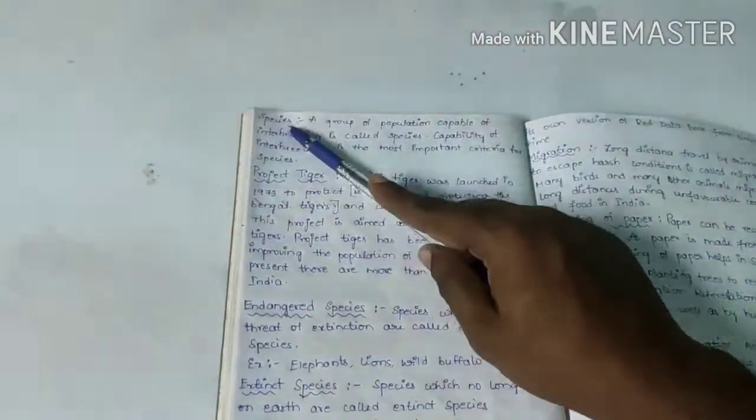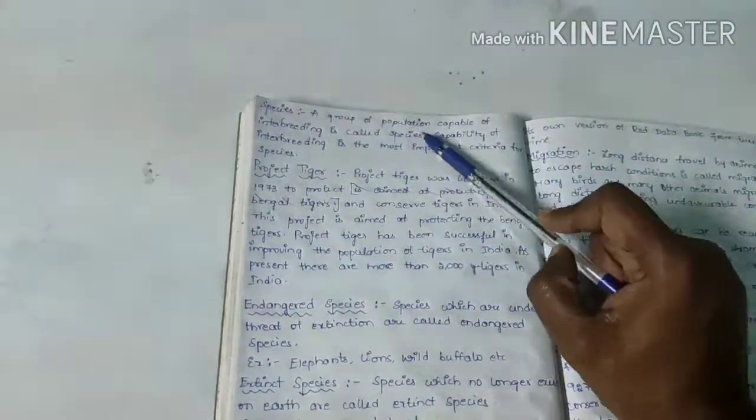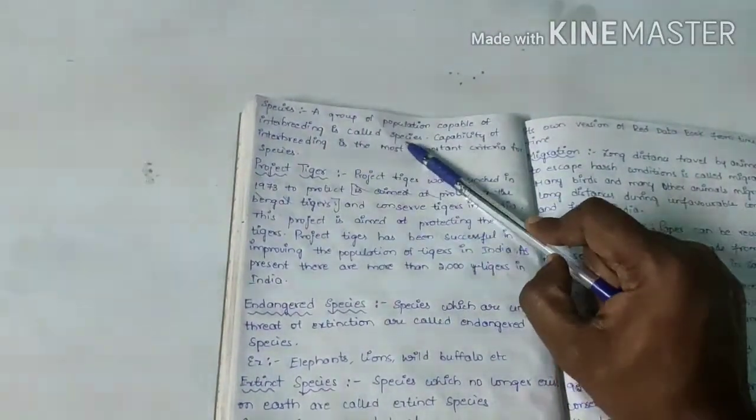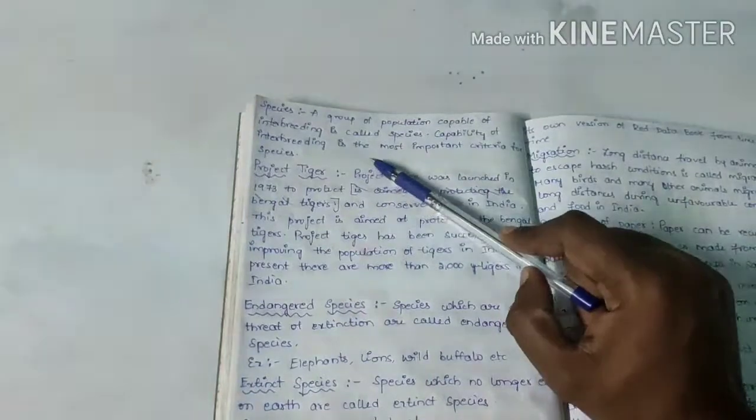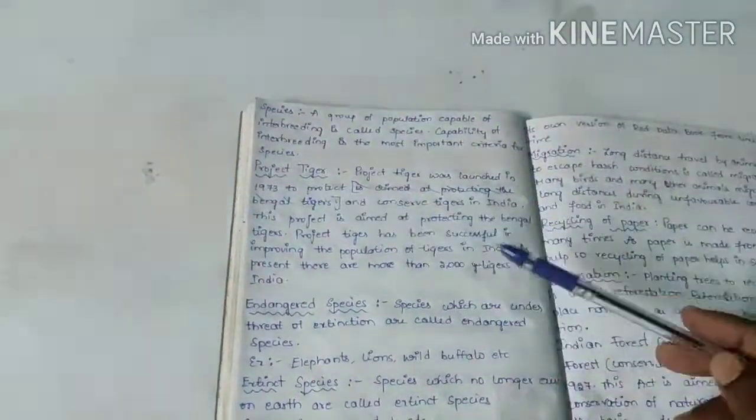Next term is species. What is meant by species? A group of population capable of interbreeding is called a species. Capability of interbreeding is the most important criterion for a species.